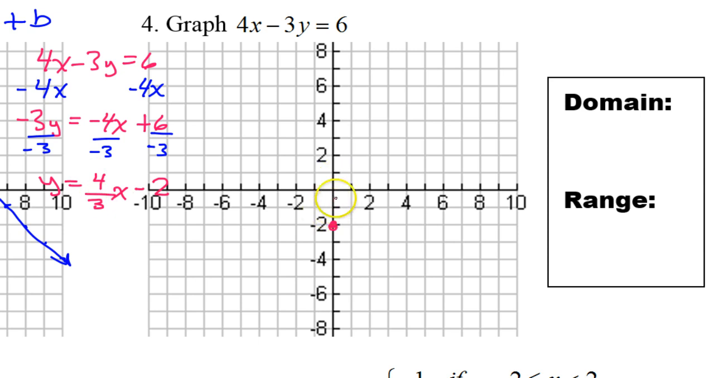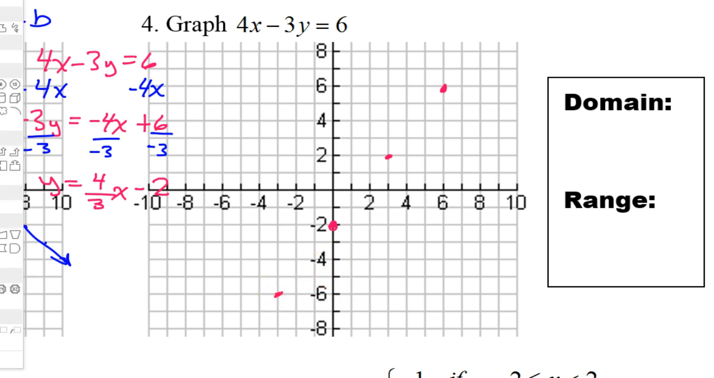So rise over run is up 4, right 3. And do that again. So up 4, right 3. And let's do one to the left by going down 4, left 3. So down 4, left 3.